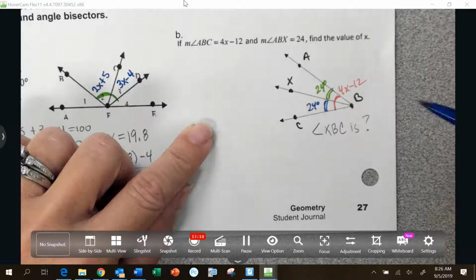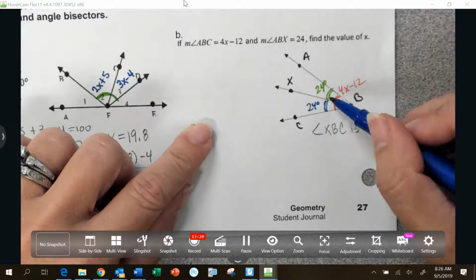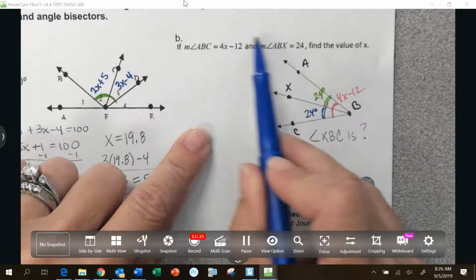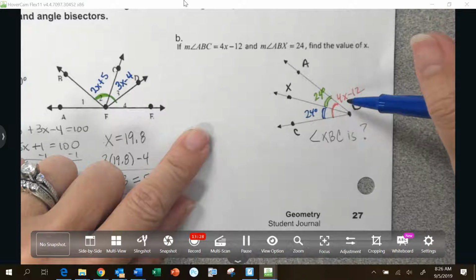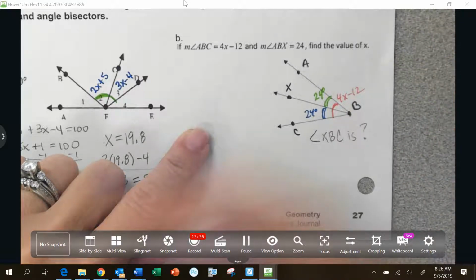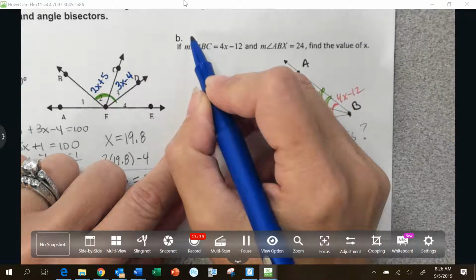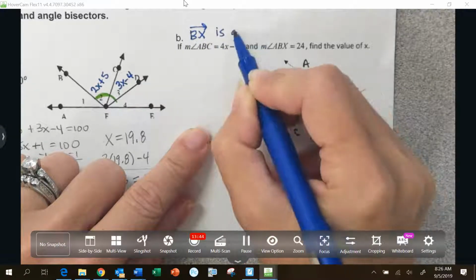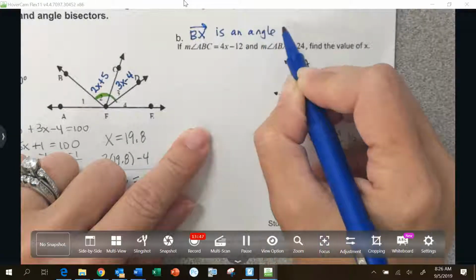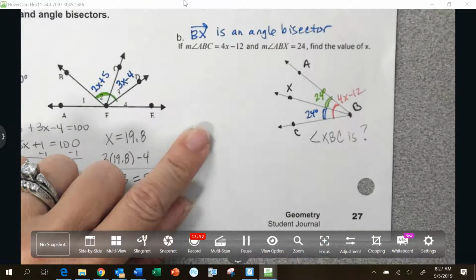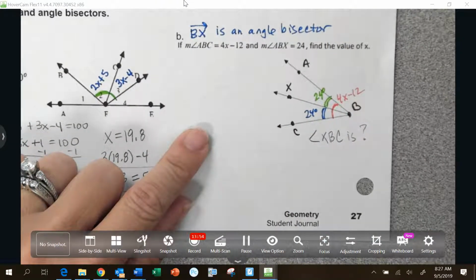So let's say if you were going to try to explain to me that this was being bisected, because it's missing some space up here. Maybe we should put that in. It was bisected by angle BX. Okay. Line BX. Almost. Ray. That's what I'm looking for. So what we'll say is ray BX is an angle bisector. If we have that information, now we can solve it.